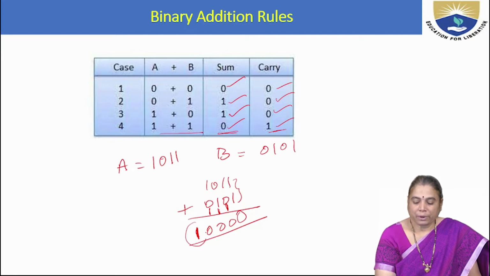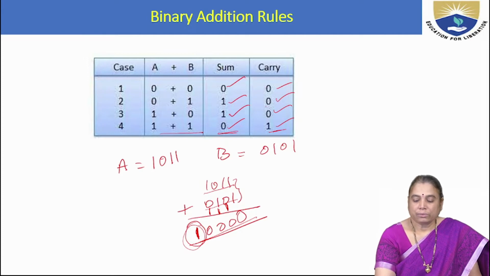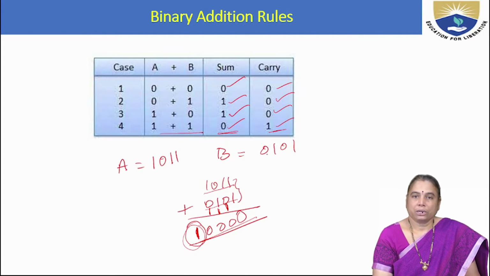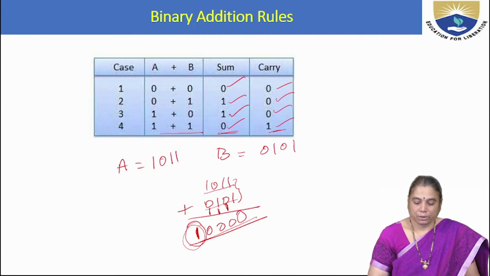So an extra bit has been generated. This is called the overflow. Here we are taking n bits, 4 bits, as input, but the result is produced as 5 bits. This extra bit we can call the overflow bit. So these binary addition rules can be used to perform the binary addition.